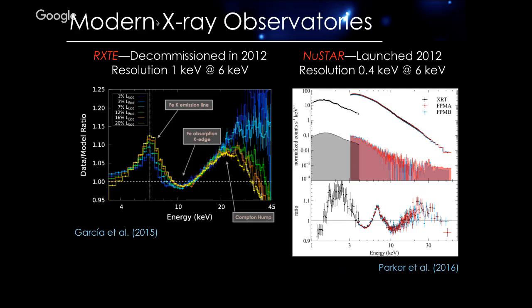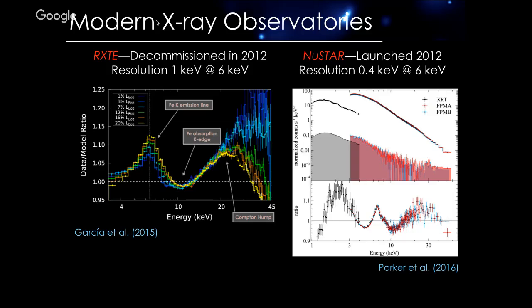With modern observatories, things have gone, of course, a lot better. I have worked a lot with a satellite called RXTE, the Rossi X-ray Timing Explorer. It was decommissioned in 2012, and it had a resolution of about 1 keV at 6 keV. And I showed an example there from a paper a few years ago, and I'll talk more about that particular case. These two cases are the same object. It's a black hole binary in our galaxy, GX 339-4. The one on the right is data taken by two newer instruments, NuSTAR and Swift. NuSTAR is the color one.